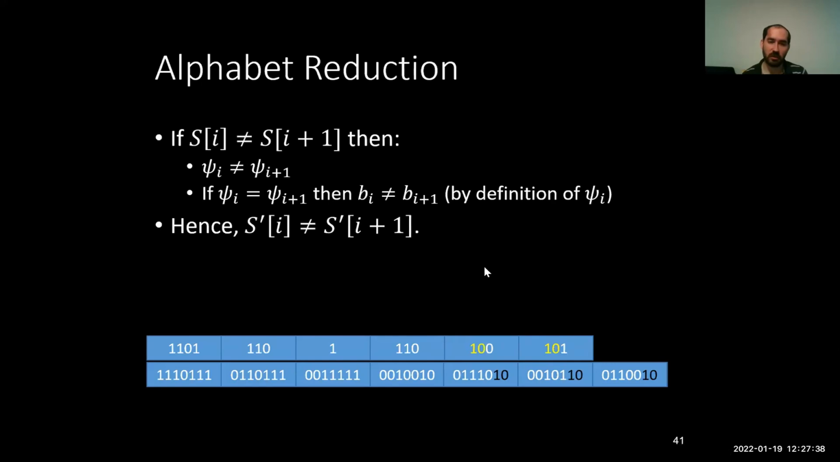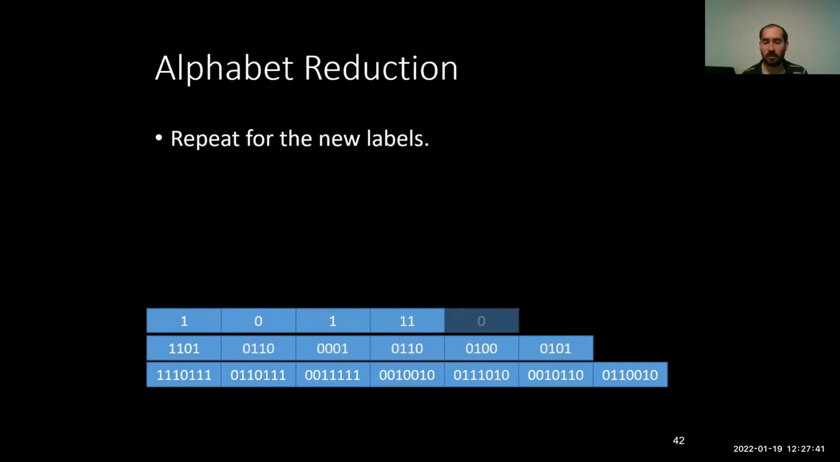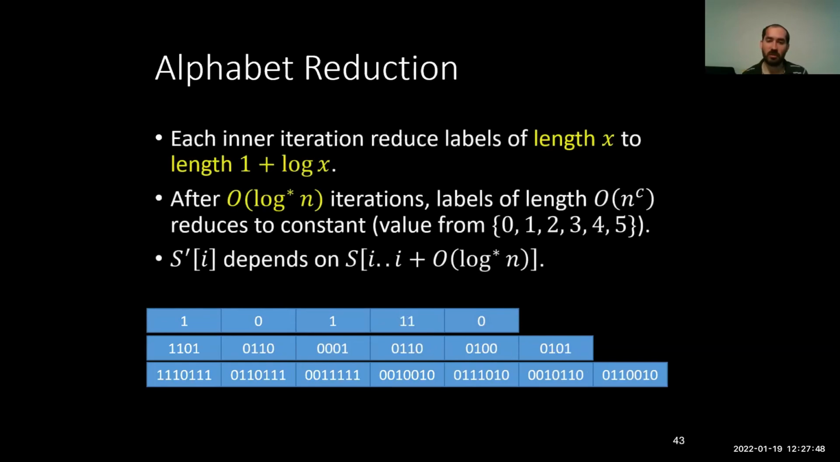And now this was just one iteration. We can repeat these iterations again and again to get smaller labels. If we started with labels of length x, then in any iteration we reduce the length from x to log of x, the representation of psi, plus 1 for the bit, which is logarithmic decrease in the length of the label. Therefore after order of log star n iterations, we will be left with constant size, which in this case is one of 6 elements.